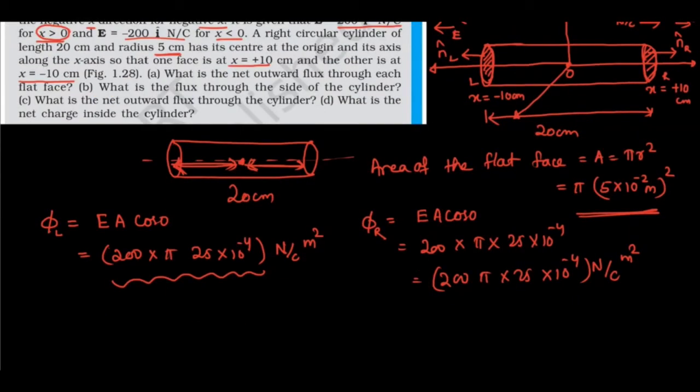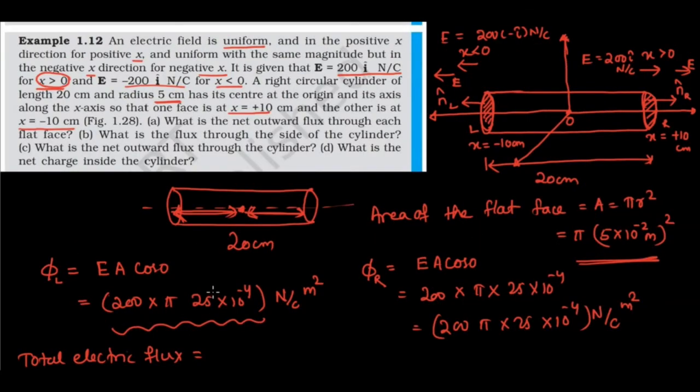Now if you want to calculate the total electric flux, what will be its value? Total electric flux means electric flux through the left face, electric flux through the right face plus electric flux through the curved surface. But the electric flux through the curved surface will be 0, because for the curved surface the direction of area vector will be in this direction. So electric field and area vector of the curved surface are perpendicular to each other. So there will be no electric flux through the curved surface.